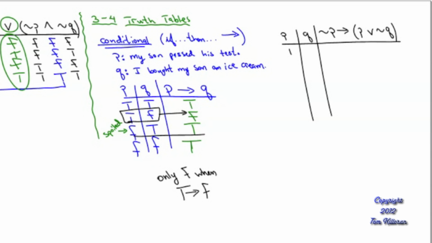P is true, true, false, false. Q is true, false, true, false. Where should I start? In the parentheses. In the parentheses, which starts with the letter P, which happens to be true, true, false, false. And not Q: false, true, false, true.